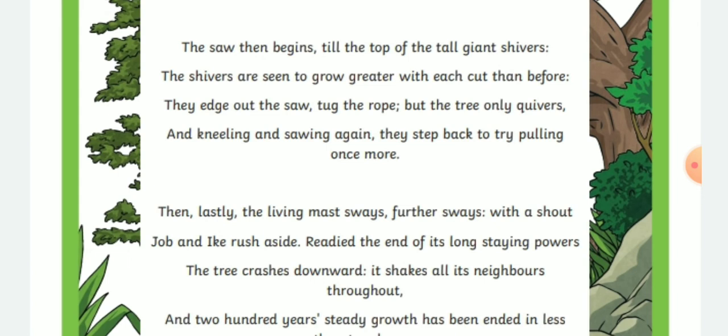Then comes another line: they edge out the saw, tug the rope, but the tree only quivers. The tree only quivers. And kneeling and sawing again, they step back to try pulling once more. So this is what the third stanza speaks. They start trying to pull the tree downward and broke the tree into two pieces. The cut was made there at the bottom of the tree.